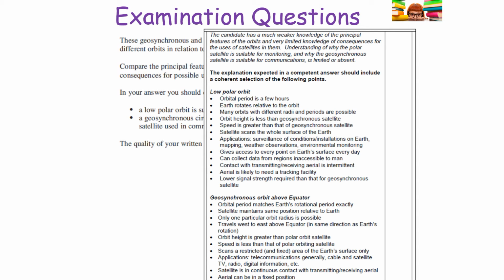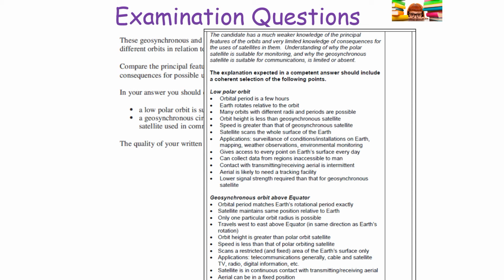Well, the orbital period will match the Earth's rotational period exactly, so the satellite will maintain the same position relative to the Earth, so it's always above the same point on the Earth's surface. So therefore only one particular orbital radius is possible, that of the equator. Now it travels west to east above the equator because it has to move in the same direction as the Earth's rotation.